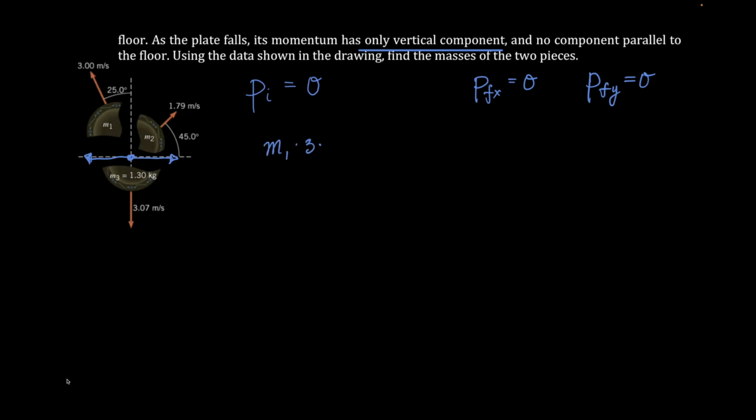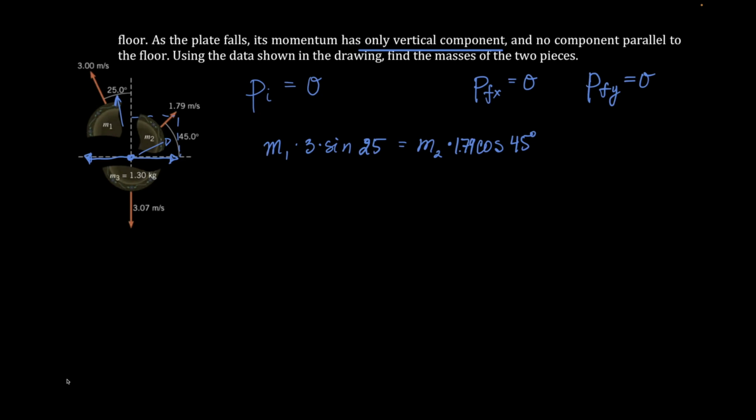M1 times 3, and this would be the x component, so it's this way, sine of 25 equals M2. Now in this case, if I'm looking at y, technically the vertical would be sine and the horizontal would be cosine, but sine and cosine of 45 is the same, so if you want to write sine, go for it, but I will stick to cosine of 45 degrees for the x direction. Now, cosine of 45, I forgot the 1.79. Let me move it a little bit. One equation, two variables, unsolvable.